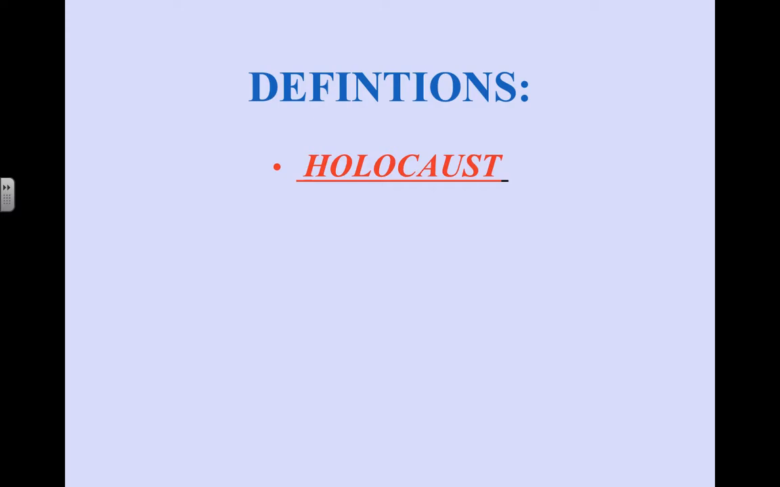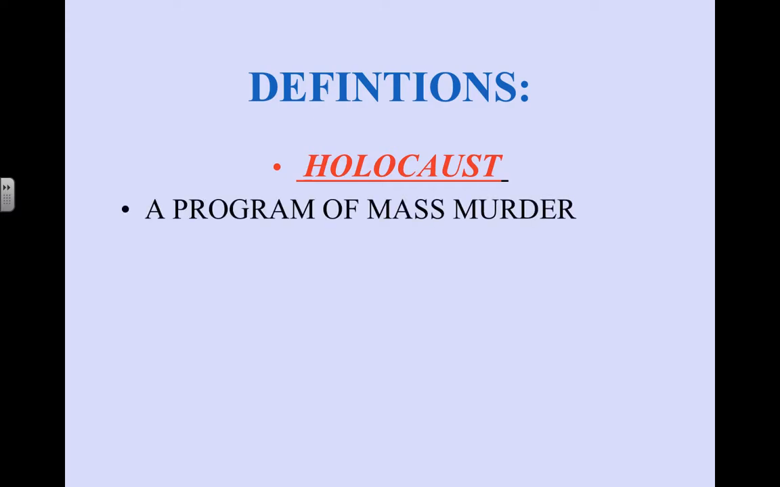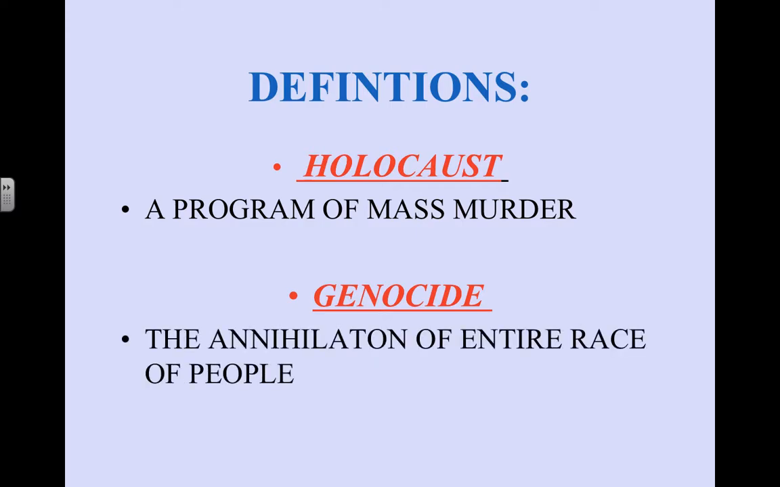So, the definition of Holocaust is a program of mass murder. So basically, with mass murder, they're taking a whole group of people, and the plan is to eliminate them and to kill them. Genocide is the annihilation of an entire race of people. In this case, the Jewish people that lived in Germany and all over Europe were sent to concentration camps and killed.